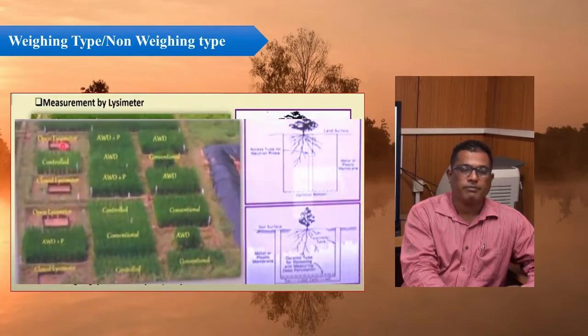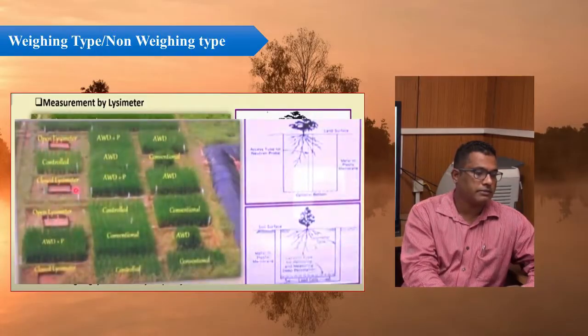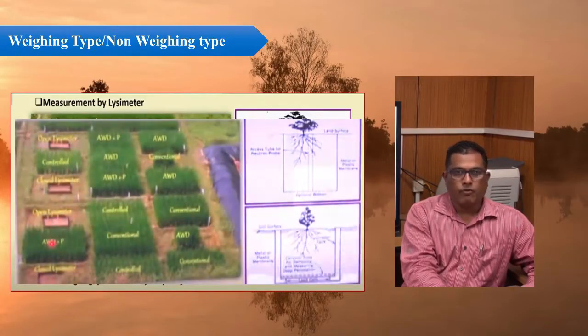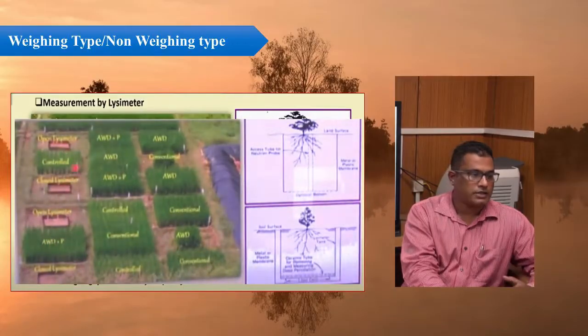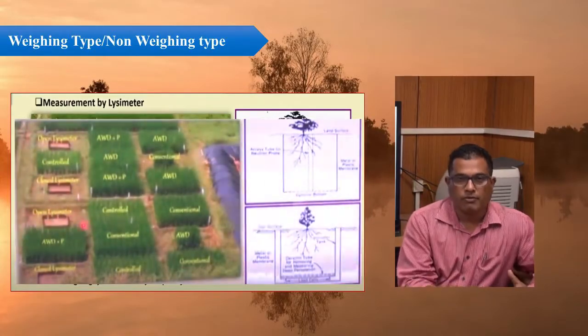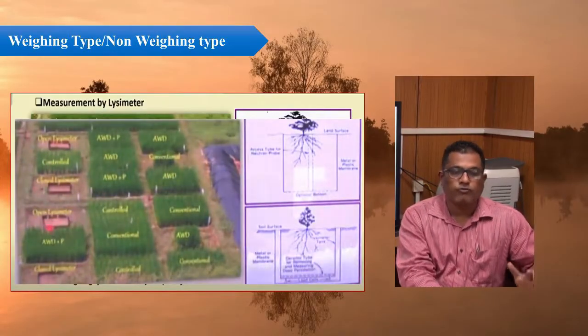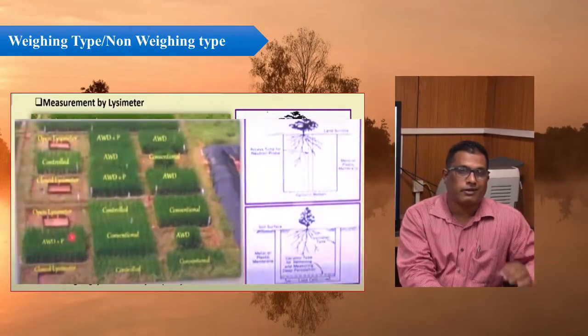This is open from top as well as bottom. This is the closed lysimeter, that is the bottom is closed. And here we have grown the crop as well. So the water level each day is observed from all this and compared. And finally, we can find out the evapotranspiration through this lysimeter. This is an example of non-weighing type because we are measuring only the depth.